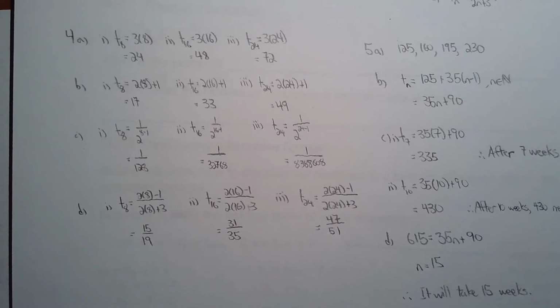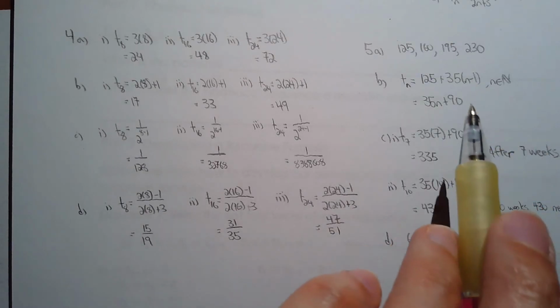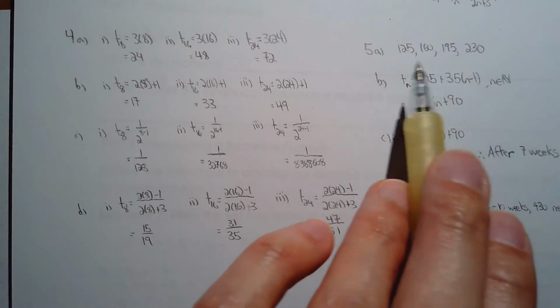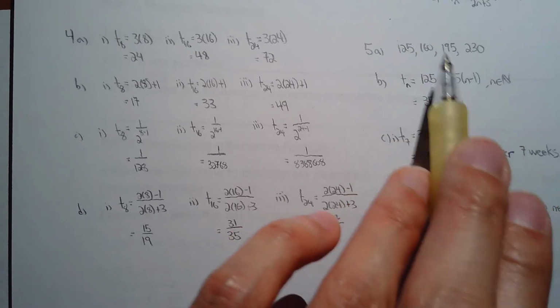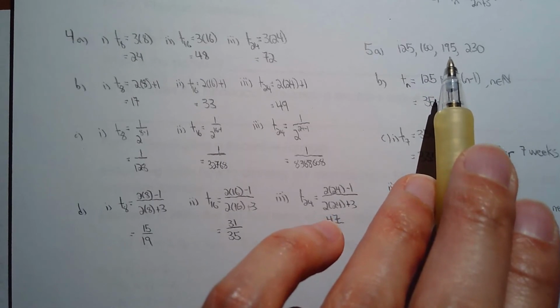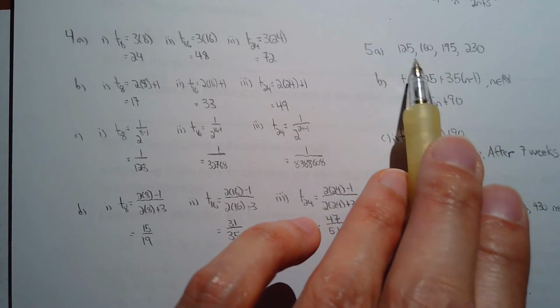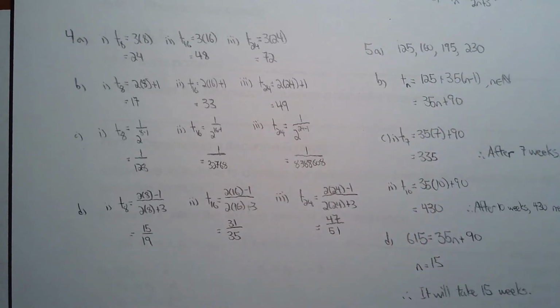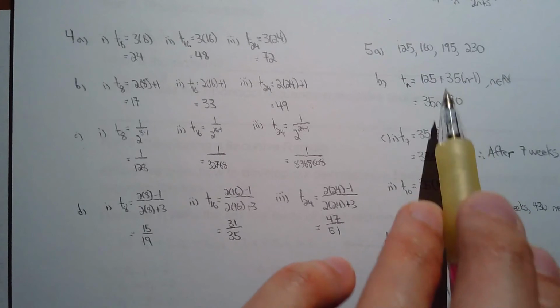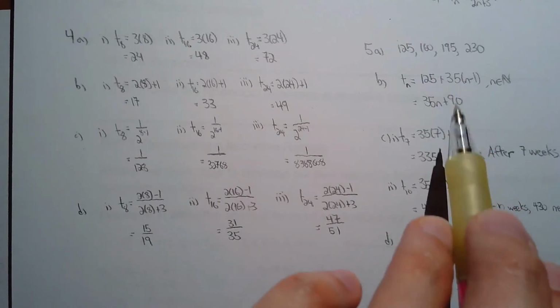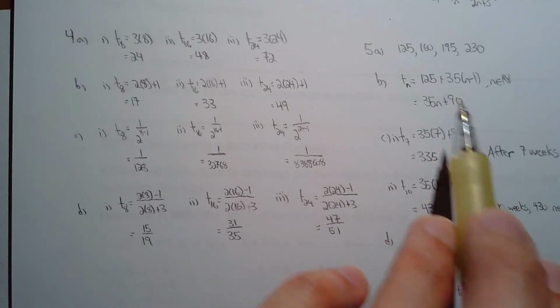For question 5, I wrote down the number of memberships they've sold as term numbers here. So the first term represents the number of memberships sold in the first week, and then there's an additional 35 memberships sold after each week. And then I wrote down the formula, the explicit formula. So once again, I have a formula that helps me come up with an explicit formula, which we'll cover in a few lessons from now.